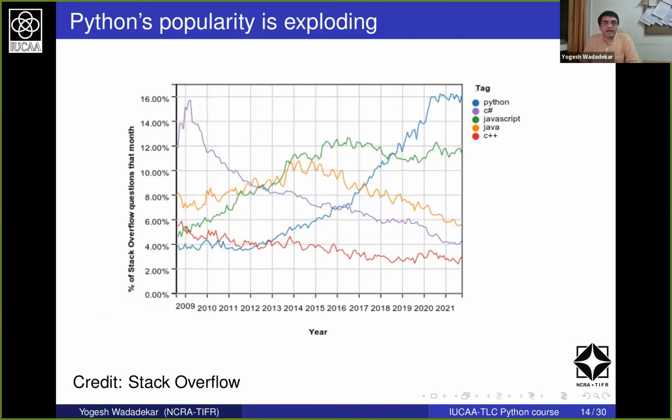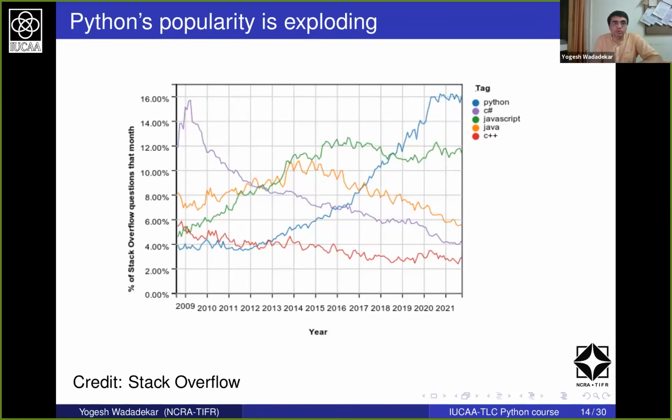The popularity of Python is exploding. I made this plot on the Stack Overflow website, and I chose 5 programming languages which are quite popular at the present time: Python, C#, JavaScript, Java, and C++. What is shown here on the x-axis is time. We are going from the year 2009 to the present time. And what is plotted on the y-axis is the percentage of Stack Overflow questions per month that were received on Stack Overflow.